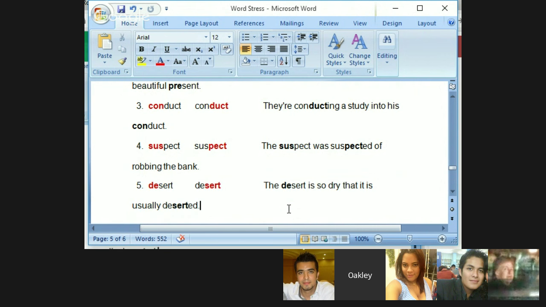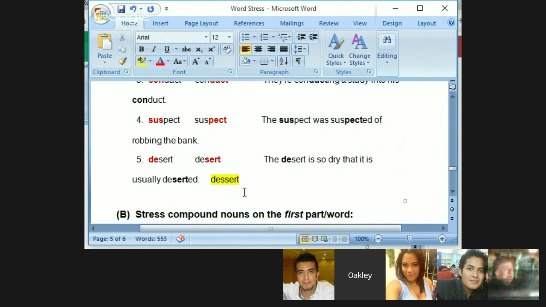Okay. However, another word, right? How about this word? How do you pronounce this word? Halen? Which one? Down here. Let me highlight it for you so you can see it. It's yellow. With 2 S's. Desert. Dessert. Okay.